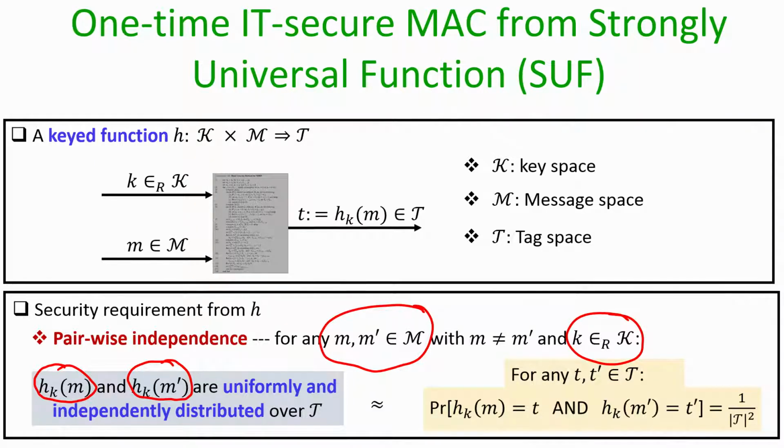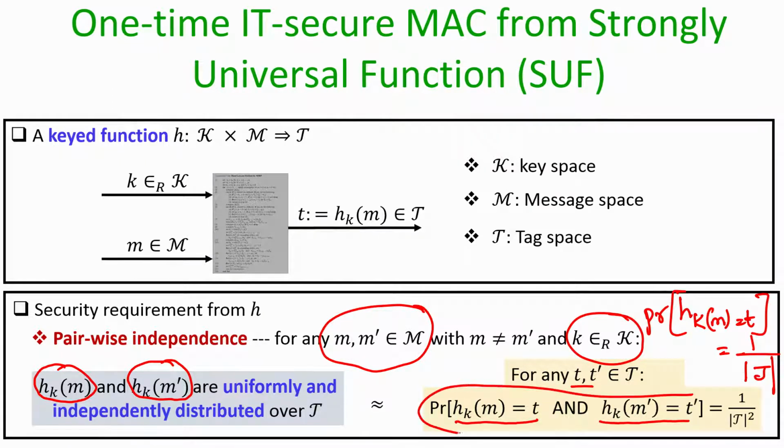Stated differently, what it means is that for any tag pair t comma t dash from the tag space, the probability that h_k of m takes the value t and h_k of m dash takes the value t dash is equal to 1 over the square of the tag space. Because if h_k of m and h_k of m dash are uniformly and independently distributed over the tag space, then the probability that h_k of m takes the value t will be 1 over tag space, and in the same way the probability that h_k of m dash takes the value t dash will also be 1 over tag space. So, jointly the probability will be 1 over tag space multiplied by 1 over tag space, which is the same as 1 over the square of the tag space. So, that is the security requirement from an SUF.